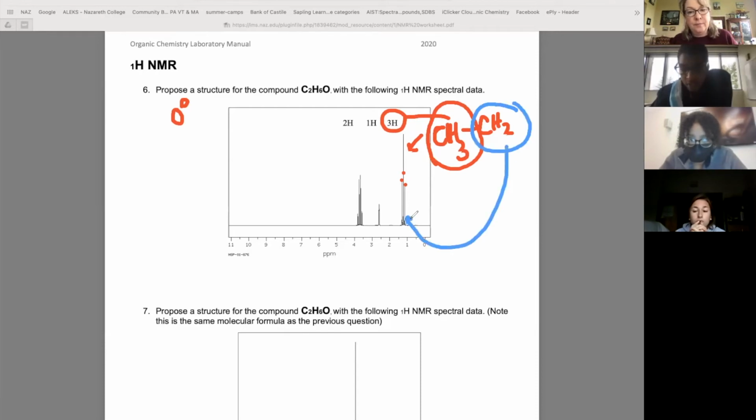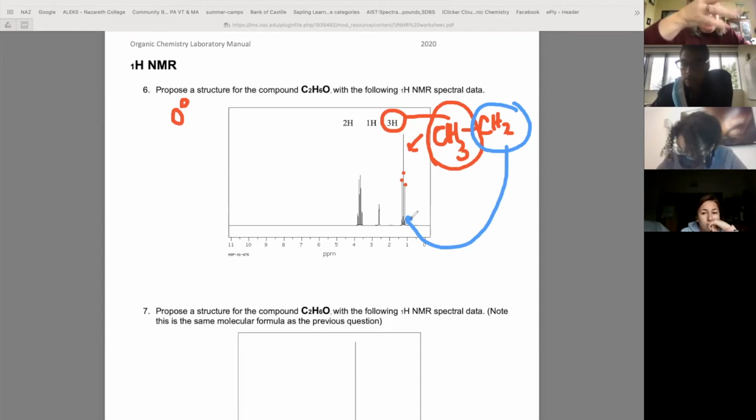And you said the number of peaks is n minus 1? However many peaks you have is going to be one more than the number of hydrogens next door. So you have your number of peaks. You have 3 peaks. You subtract 1. So there's 2 hydrogens next door. A triplet means you have 2 next door.